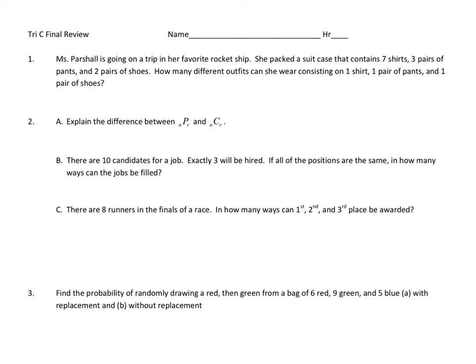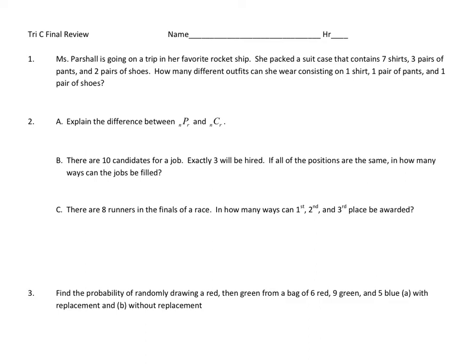Okay, here is our Trimester C final review. Miss Partial is going on a trip in her favorite rocket ship. She packed a suitcase that contains 7 shirts, 3 pairs of pants, and 2 pairs of shoes. How many different outfits can she wear, consisting of 1 shirt, 1 pair of pants, and 1 pair of shoes?